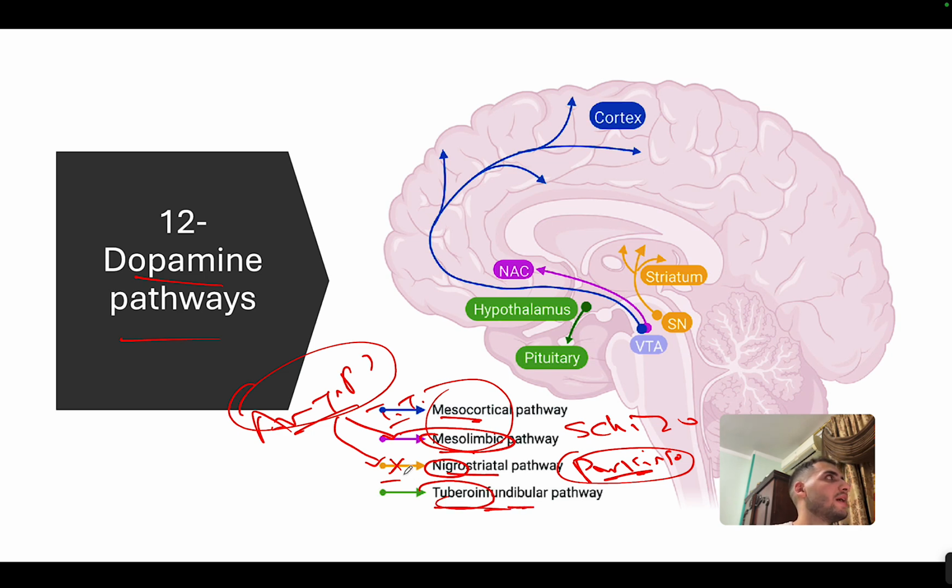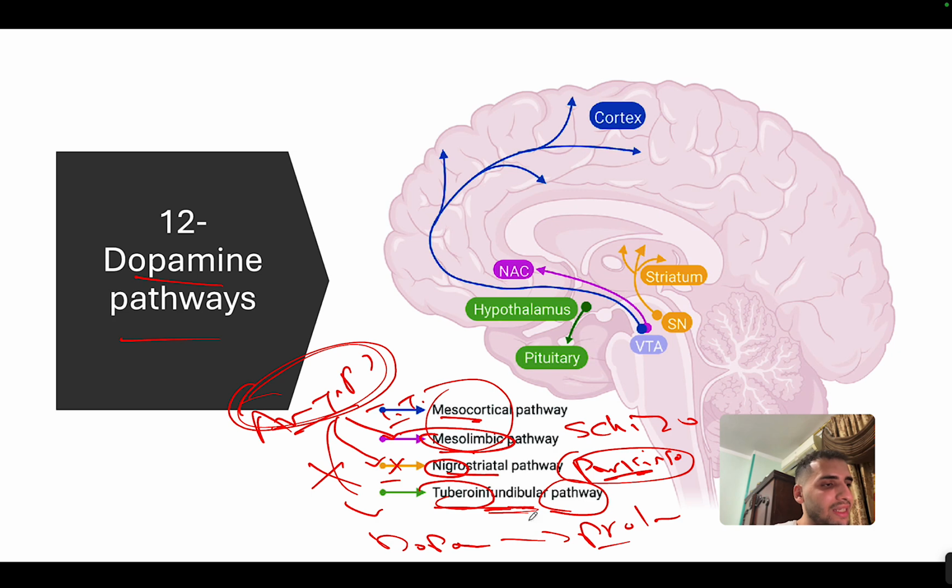Infundibular means the infundibulum is the one that connects the hypothalamus with the anterior pituitary. So tuberoinfundibular is the one associated with the dopamine effect on prolactin. We know that dopamine inhibits prolactin secretion. Now if antipsychotics by mistake damage this pathway, it would cause a decrease in dopamine and an increase in prolactin. Then it would cause galactorrhea. This is the dopaminergic pathways.